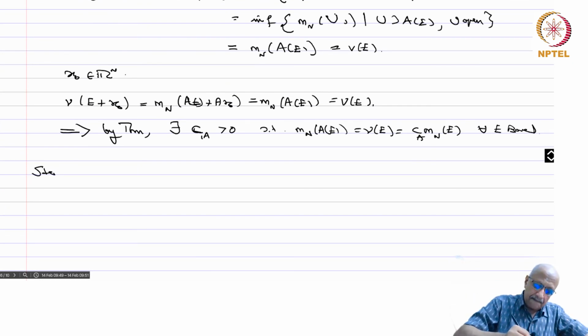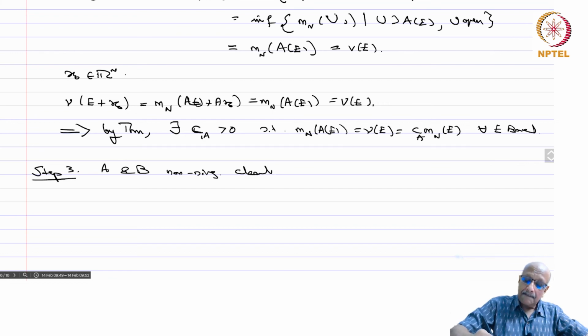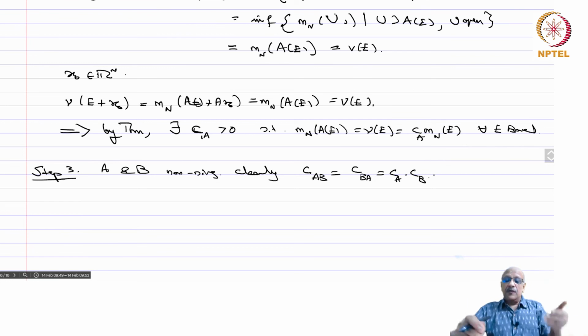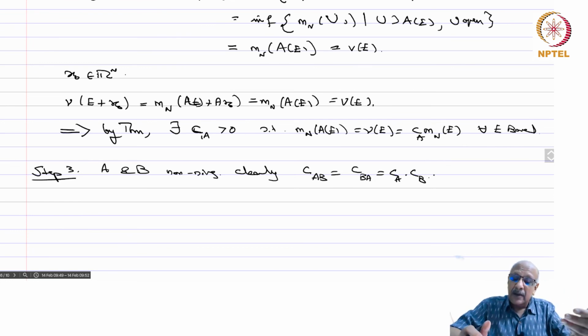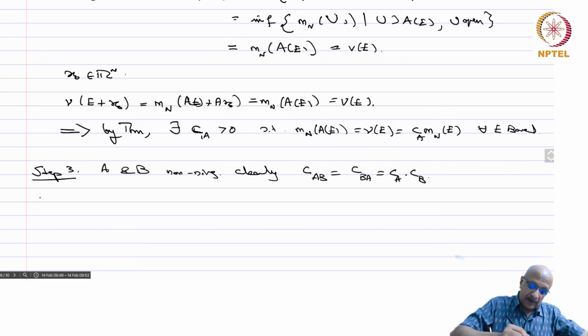Step 3. So, if A and B are non-singular, clearly C of AB equals C of BA equals CA times CB, because the measure of AB of E is nothing but CA times the measure of BE, which is CA times CB times the measure of E, and therefore C of AB is the same as CA times CB. Okay.